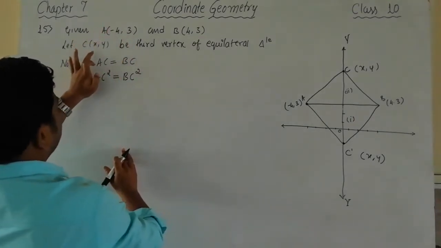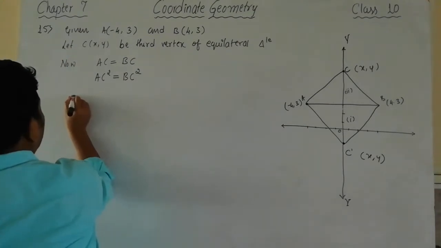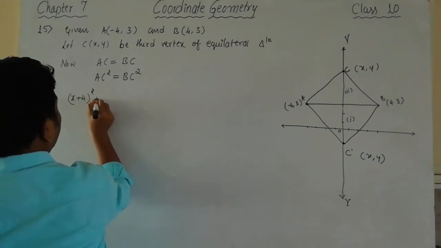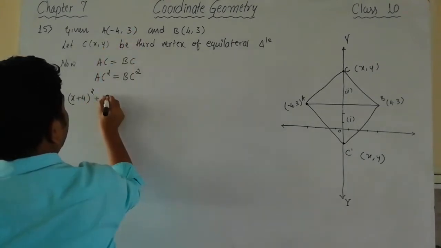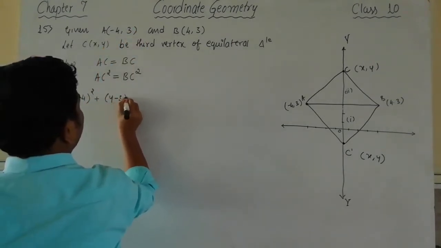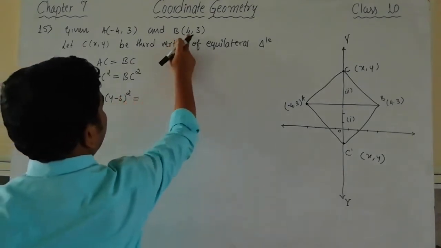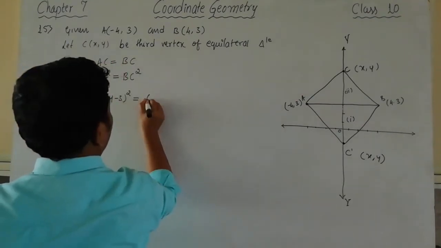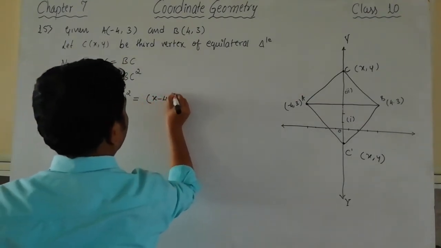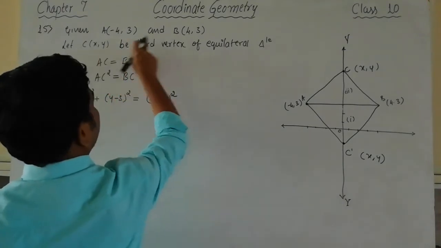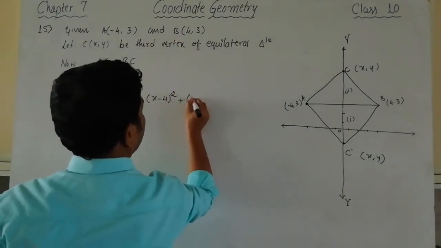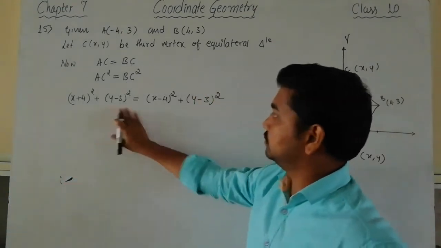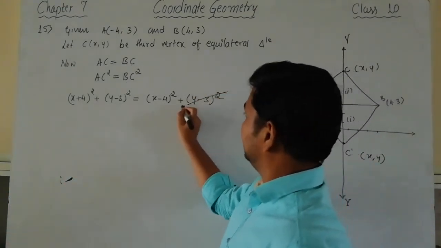x1 y1, this is x2 y2, so that's why it will become (x minus of minus 4), that is (x plus 4) whole square, and then plus (y minus 3) whole square, which is equal to BC. Now look at BC: x1 y1, this is x2 y2, it will become (x minus 4) whole square and then (y minus 3) whole square plus (y minus 3) whole square. So now look here, (y minus 3) whole square on both sides, so this will get cancelled.